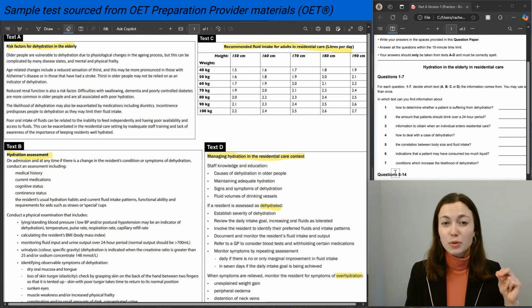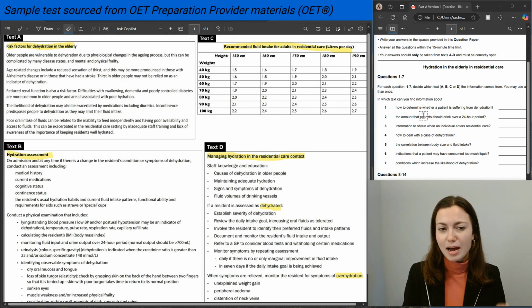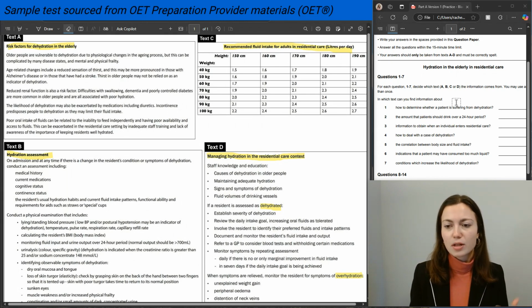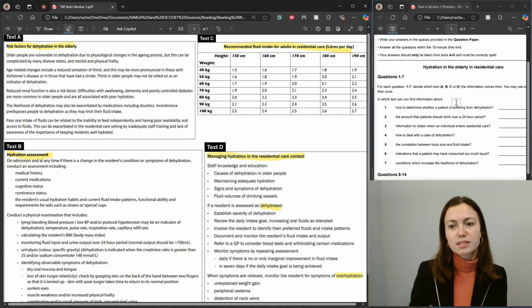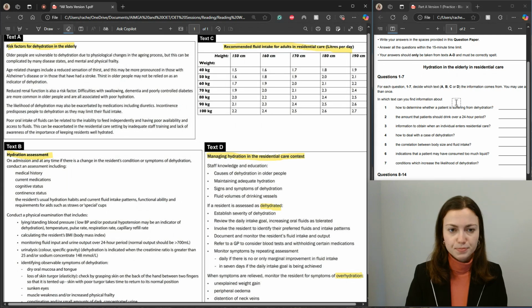Now, in order to answer the questions with the time given, I want you to think strategically about how we're going to find these answers. So let's take number 1, for example: how to determine whether a patient is suffering from dehydration. And the question is, in which text can we find this information?